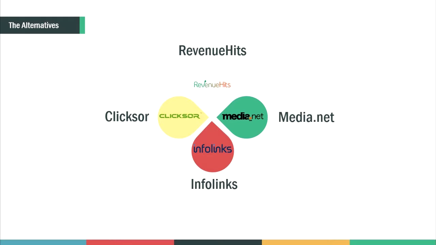Now for Media.net, there is no traffic minimum. The publisher language must be primarily in English. Prohibited content: adult, tobacco, alcohol, ammunition, illegal drugs, gore, things like that.